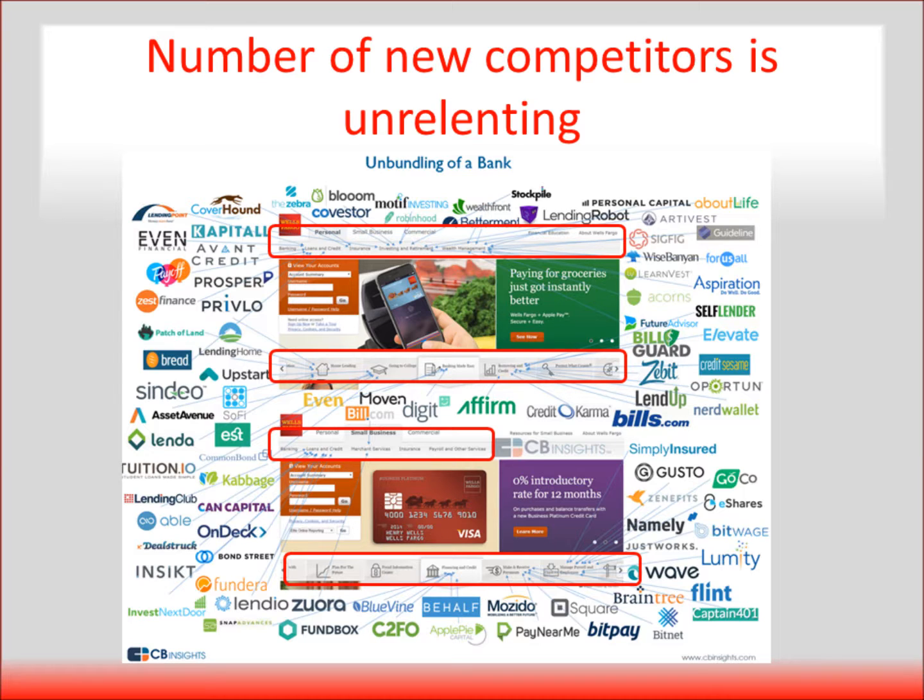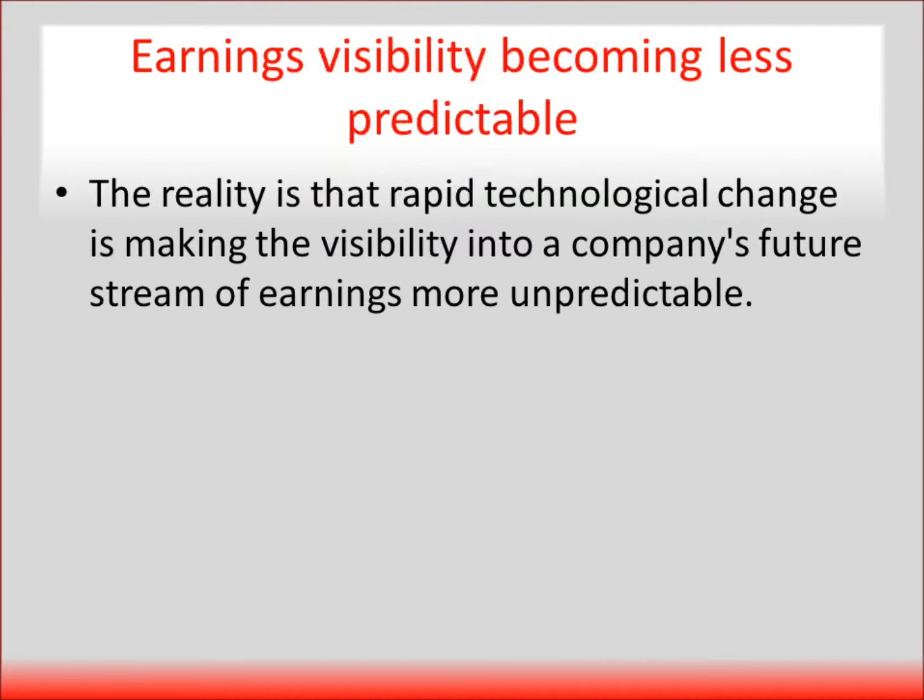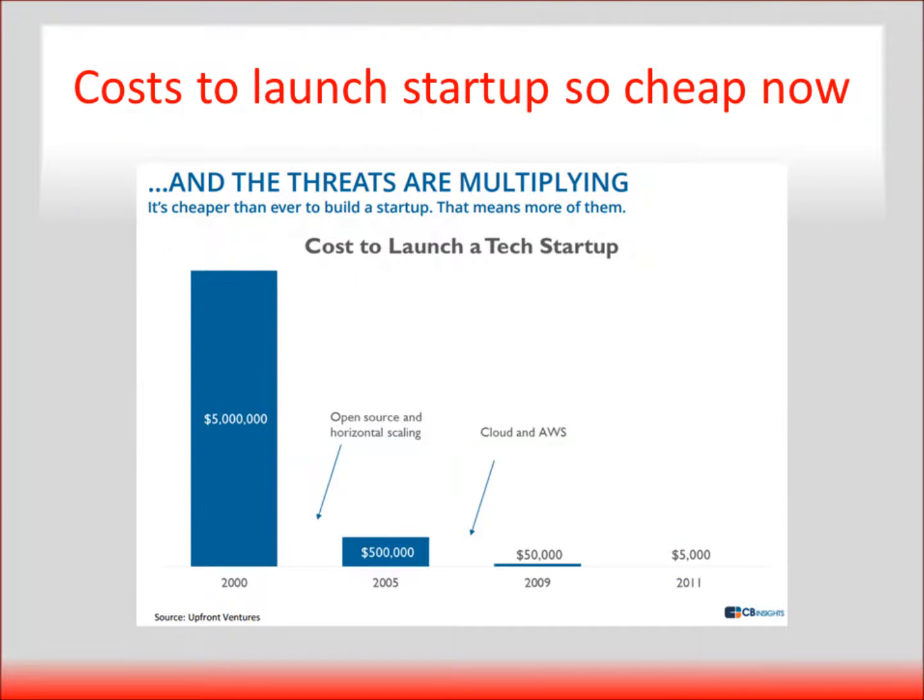What this means is that this rapid technological change is making the visibility into a company's future stream of earnings more unpredictable. It's hard to know if Wells Fargo is going to be able to maintain their market share and margins on all those products they offer. This is interesting because it shows what has happened to the cost of launching a new tech startup. Back in 2000, it cost $5 million to launch a tech startup. But nowadays, with shared services like cloud, and the ability to build a website so easily, in 2011, that was down to $5,000. So you can literally start a new venture today for a few thousand dollars. Given the ease of entry, you will continue to see a lot more competition. If you think this is intense, it will probably get a lot more intense.